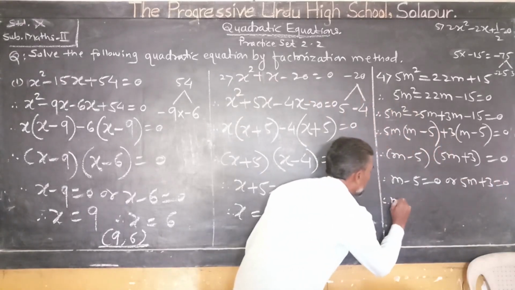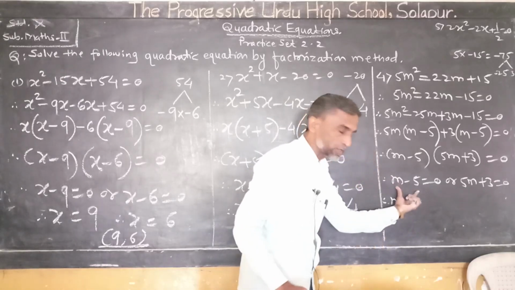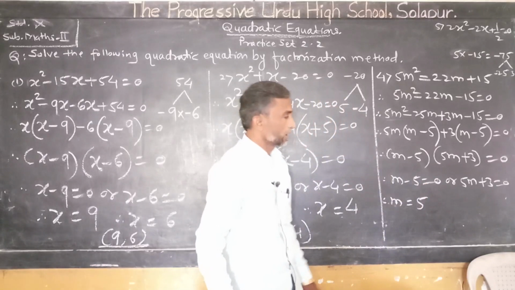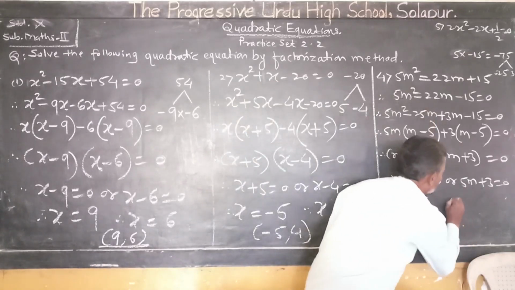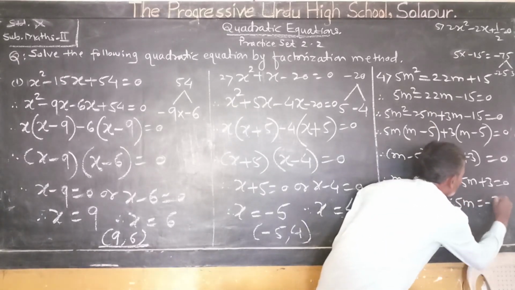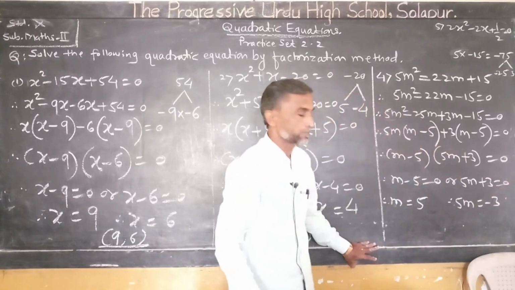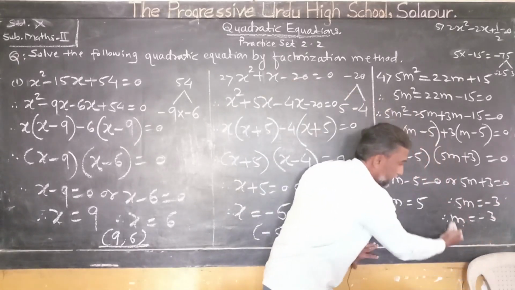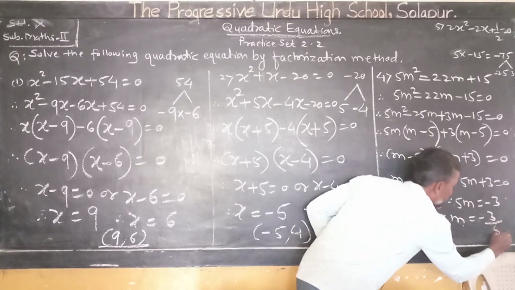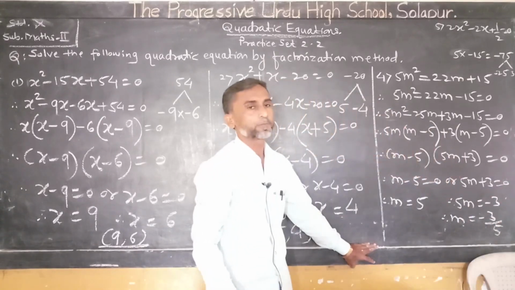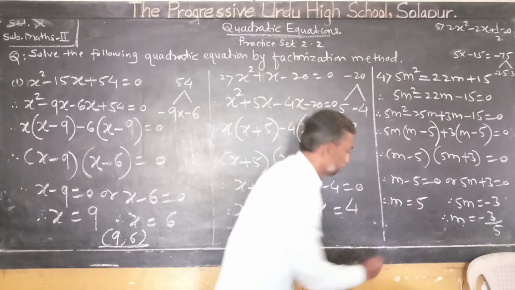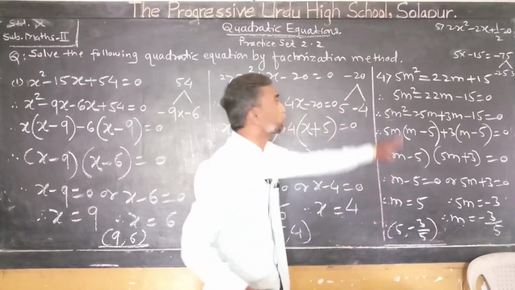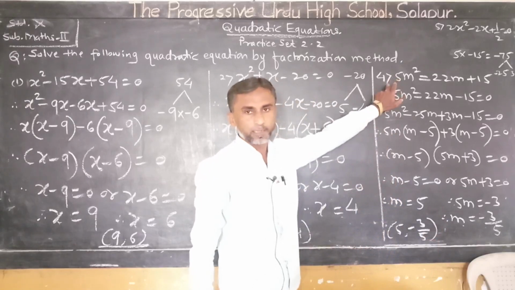Now, therefore, m is equal to, this is the linear equation, solve it, take it to right hand side, you will get plus 5. This is linear one also, therefore, 5m is equal to minus 3, take it to right hand side. Therefore, m is equal to minus 3 as it is, take this 5 to right hand side, it will go in denominator. In this way, 5 and minus 3 upon 5 are the roots of this quadratic equation.